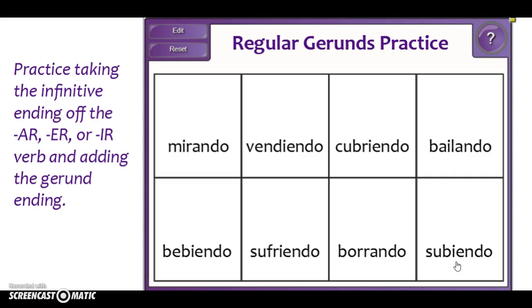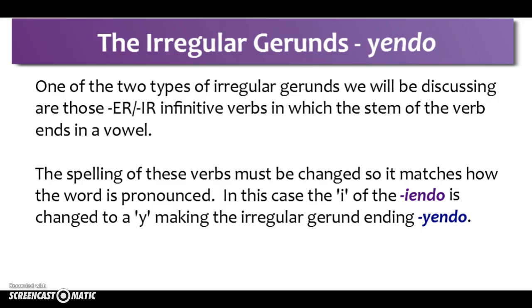Que fácil. Pretty simple, right? Those are the regular ones. They're pretty easy. Let's look at the irregular gerunds.